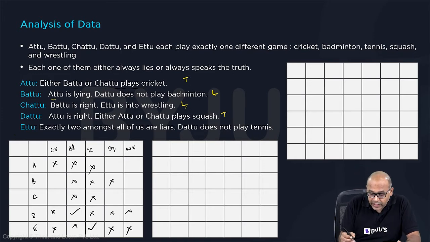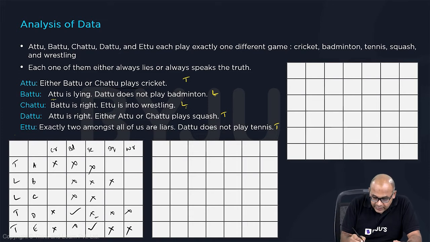Now, let's take a look at the case. If you look at Ettu says Dattu does not play tennis. Now, D is not playing tennis. You can see that. Which means, according to our assumption, this is the case where E is also a truth teller. So what are we getting? We are getting truth, liar, liar, truth, and truth. This is the first case.